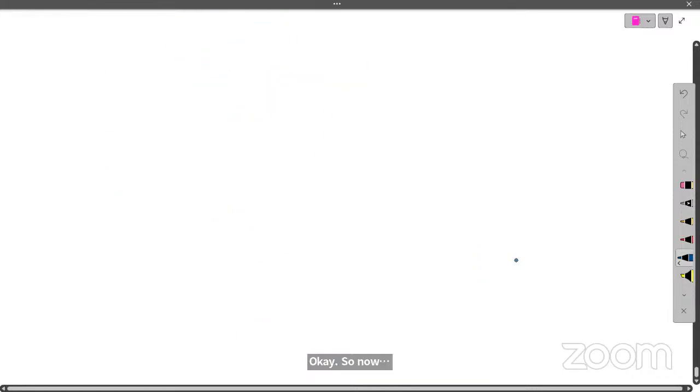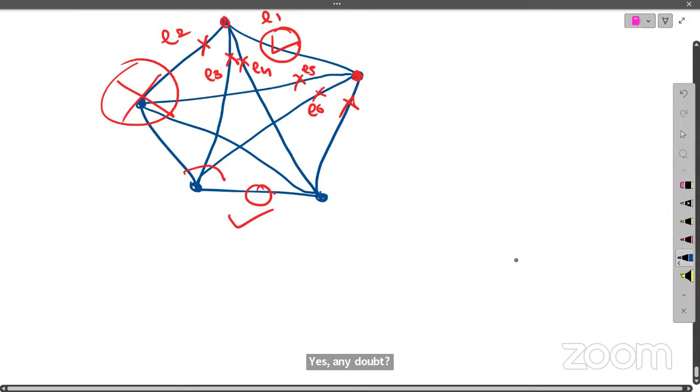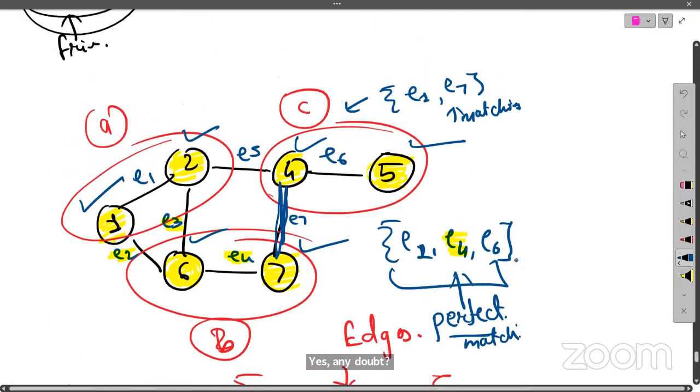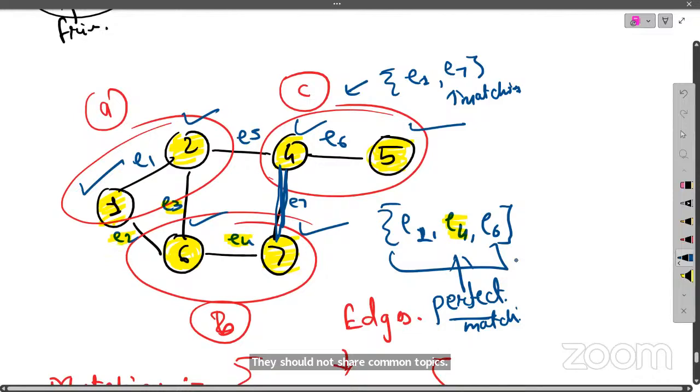Now let's go to the adjacency matrix. Any doubt? The edges which we are taking should not share a common vertex. Yeah, this is the condition given.